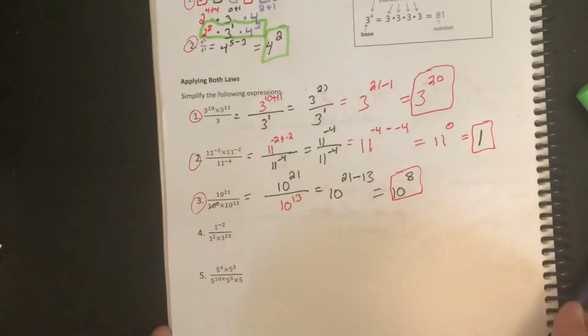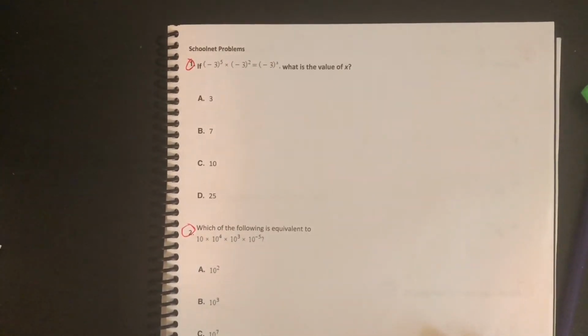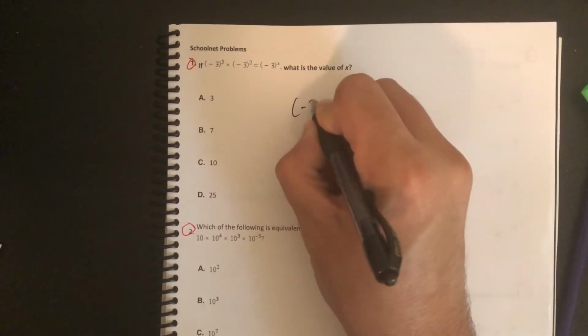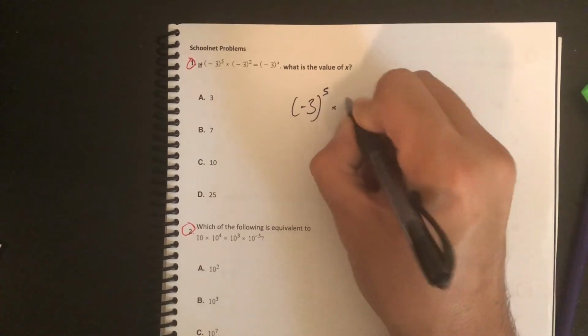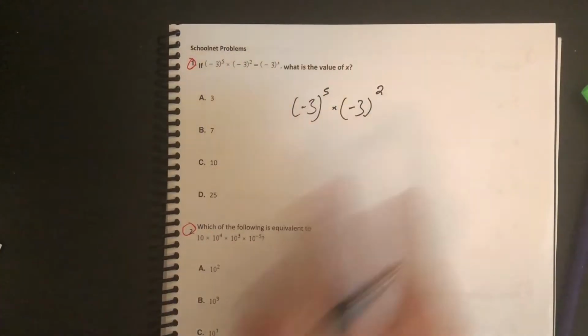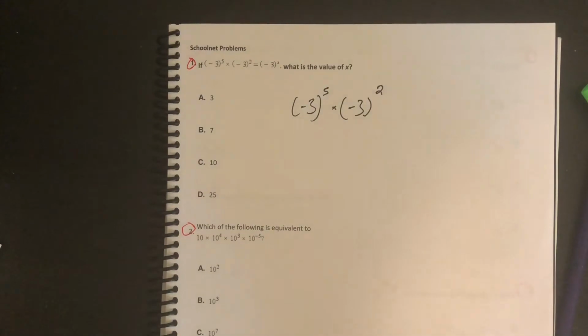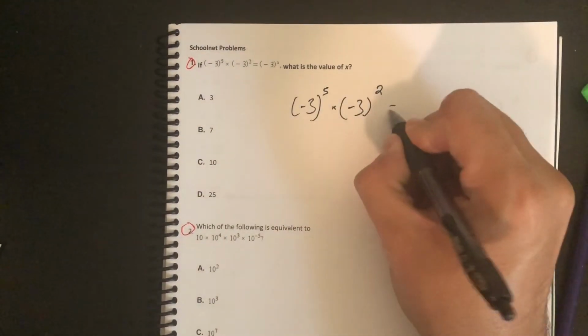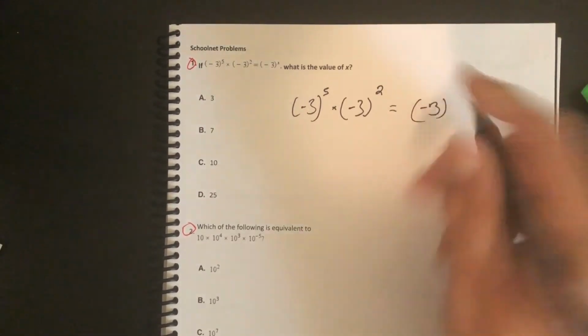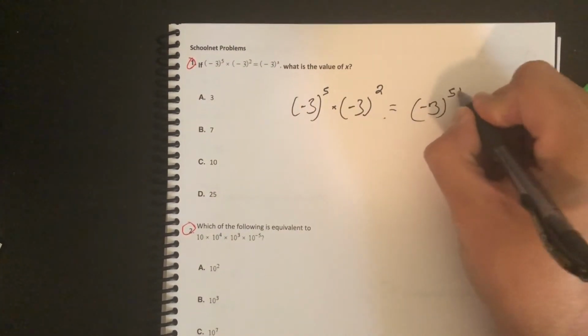Okay, let's move on to the back. Let's do a couple Schoolnet examples. So let's start with number 1. If negative 3 to the power of 5 times negative 3 to the power of 2 equals negative 3 to the power of x, what is the value of x? So in other words, they're saying, okay, if my problem was this, and I asked you to simplify, what are you going to get as the exponent after you simplify? Well, okay, we're multiplying the same base. So that means we add the exponents.